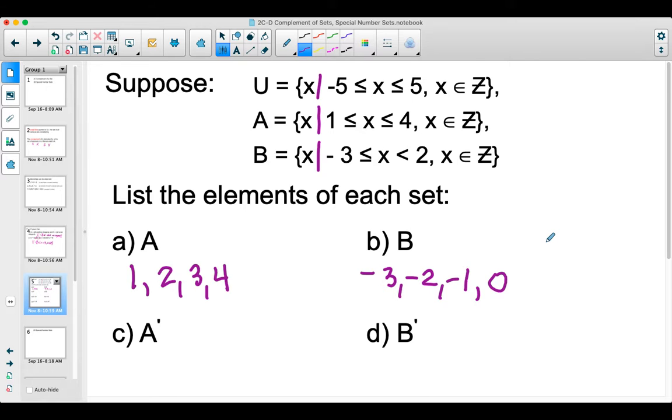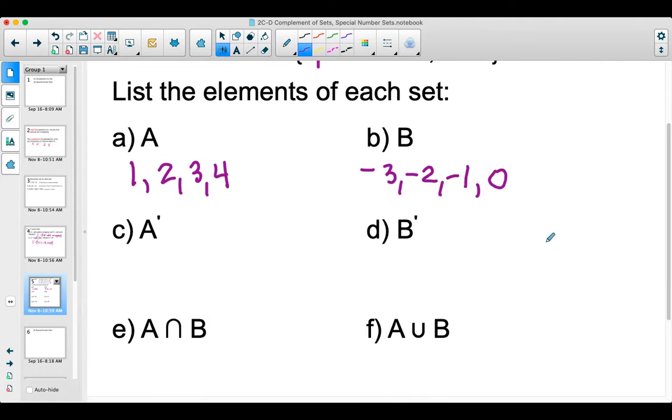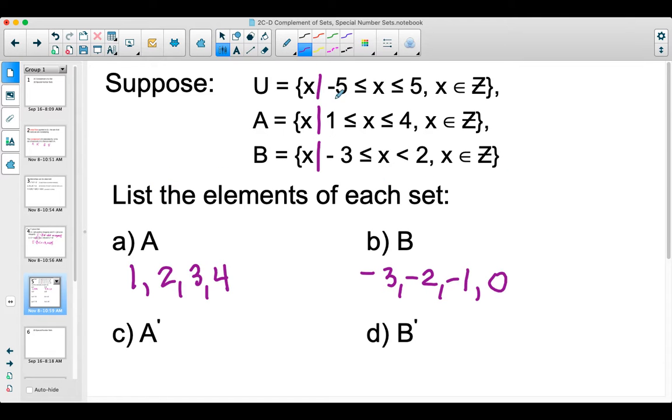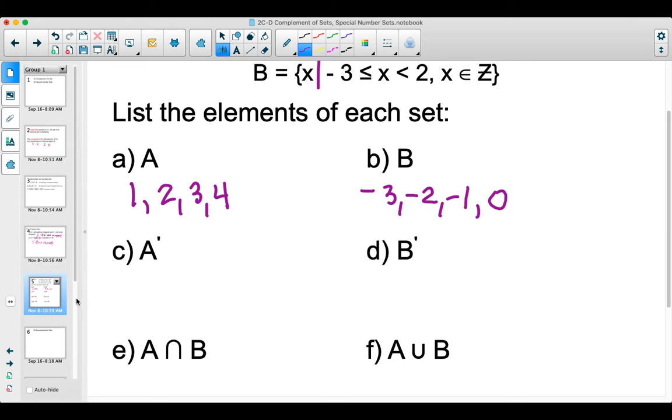Then A prime is going to be anything that is not A. So in the universal set, we're going between -5 and 5. A prime is going to be -5, -4, -3, -2, -1, 0, and 5, because those are all the numbers that are not A.